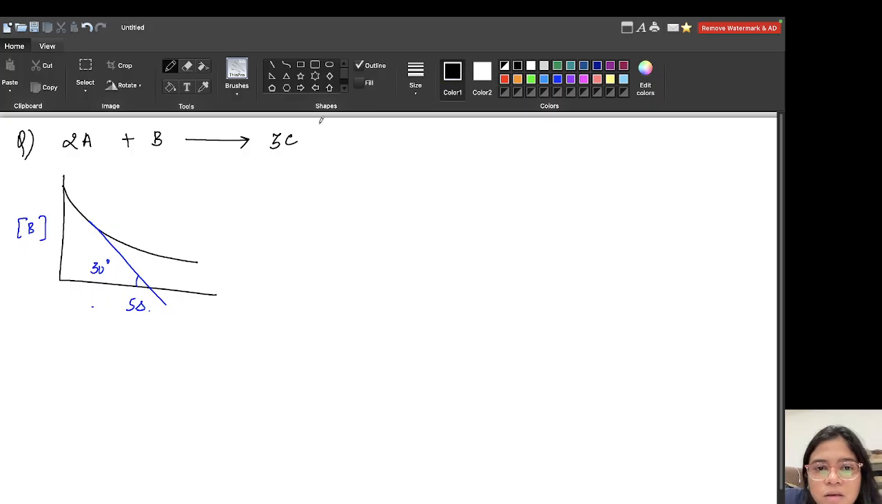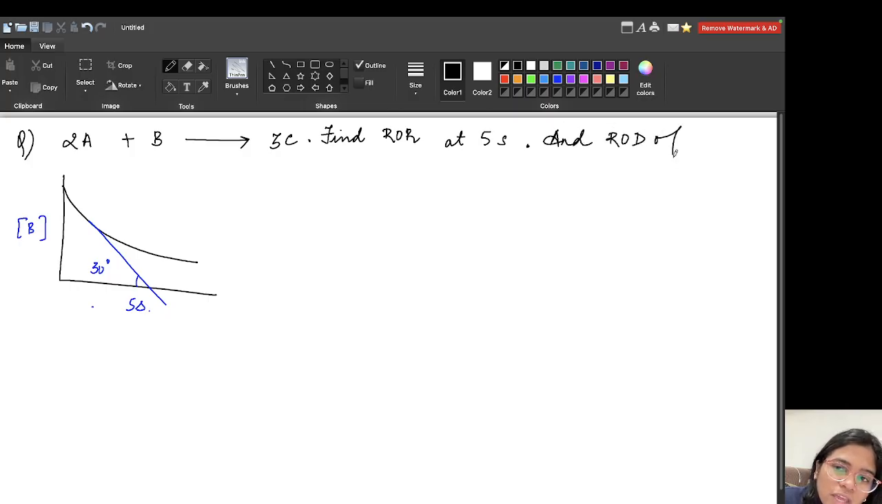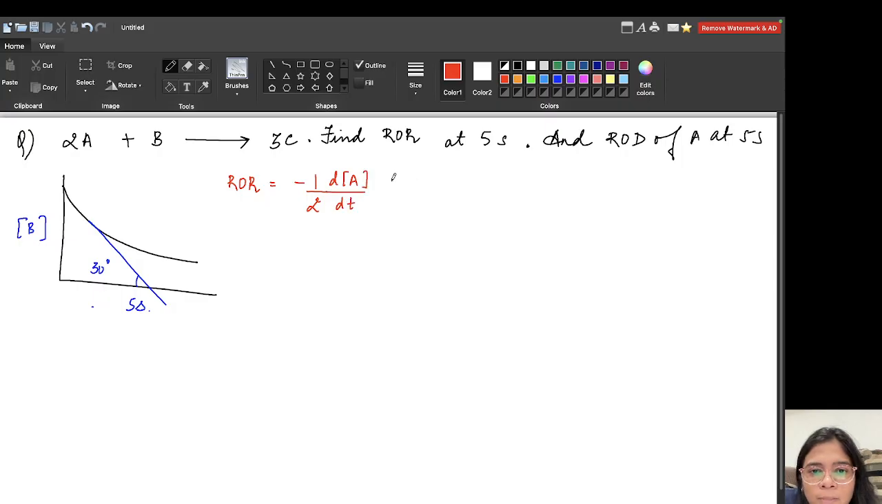So what you need to find? You need to find the rate of reaction at 5 seconds and rate of disappearance of A at 5 seconds. How do you find the rate of reaction? Same thing. Rate of reaction will be minus 1/2 dA/dt, which is equal to minus 1/1 dB/dt, which is equal to plus 1/3 dC/dt. What do we have?